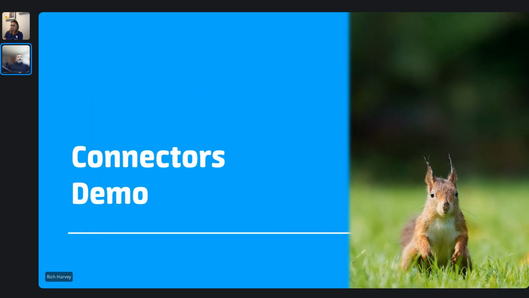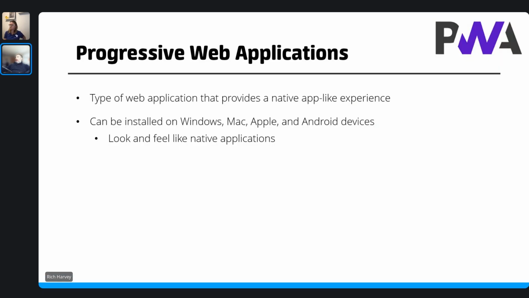Okay, so that is the 2 new connectors, and then moving on to the progressive web applications. Progressive web applications, or PWAs, are a type of web application, so a type of website, that Squirrel produces, which provides a native app-like experience. It doesn't make everything native. It doesn't make it look exactly like it does in Android, but it gives you the ability to install the application on devices such as Windows, Mac, iOS, and Android devices, and it has the option to feel native.